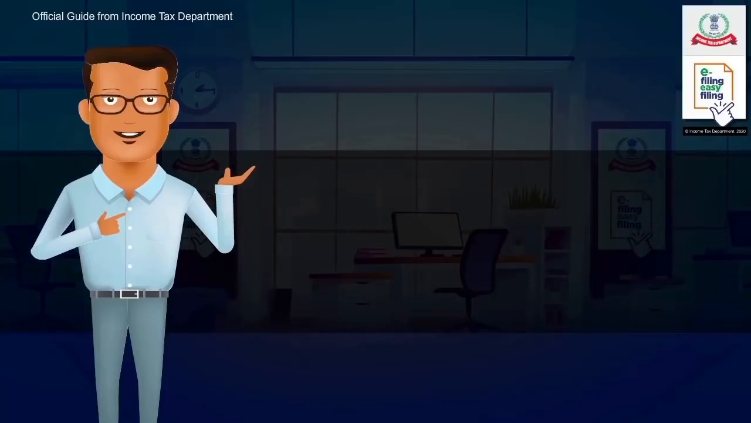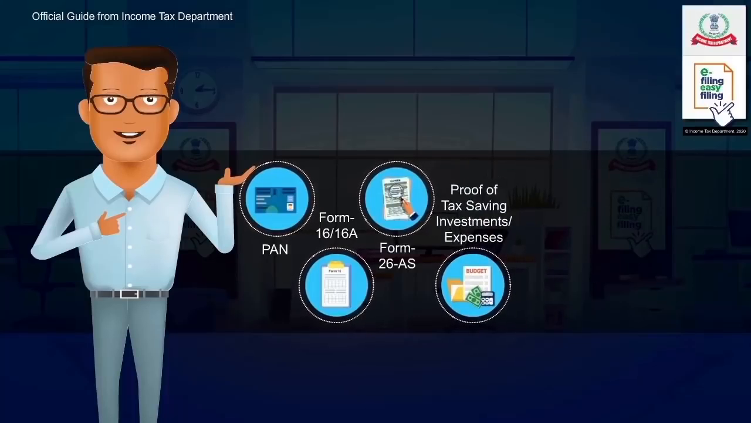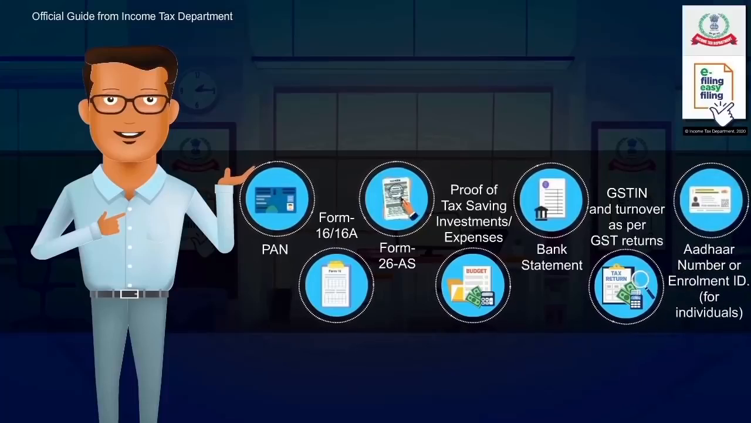Before you begin, keep all your documents handy, which include your PAN, Form 16 or 16A, Form 26AS from TRACES, proof of tax saving investments or expenses, your bank account statements, GSTIN number and turnover as per GST returns, and Aadhaar number or enrollment ID, if applicable.